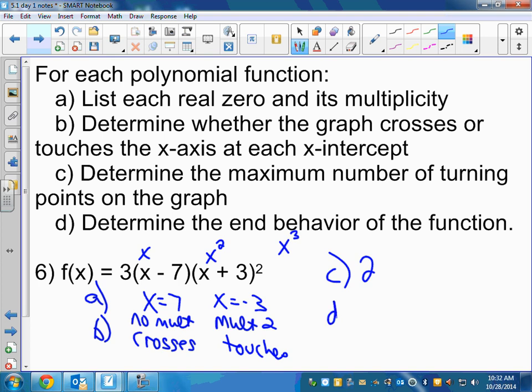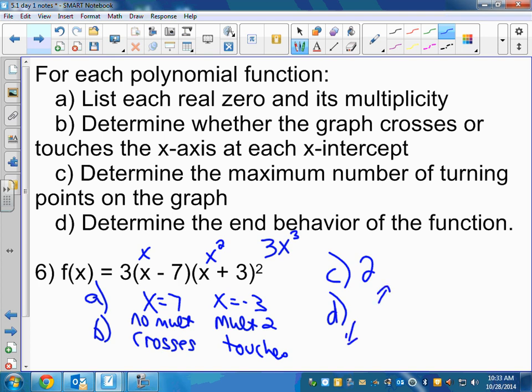And then D, determine the end behavior. We already know it's an odd because it's x to the third. You do need to make sure you pay attention. This is just a 3 in front here, so our leading term would be 3. So if you forgot that, not a big deal. But if that would have been a negative number, that changes things, right? So it's odd and positive. You need to make sure you learn these rules. But odd and positive, they go in opposite directions. That means the negative side goes down, the positive side goes up.